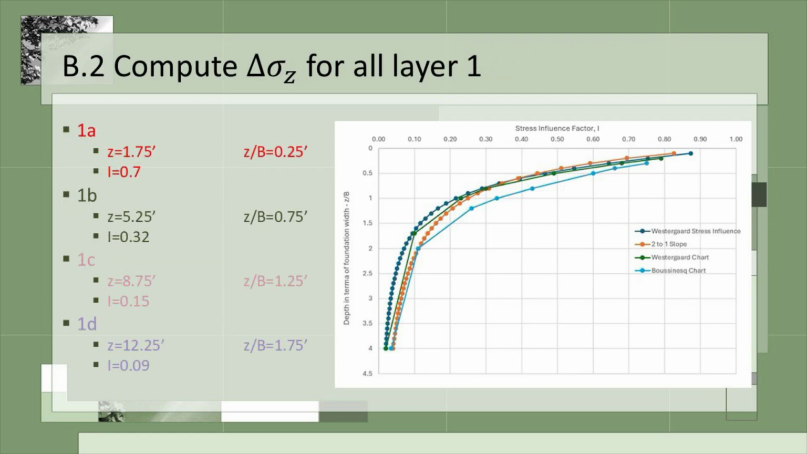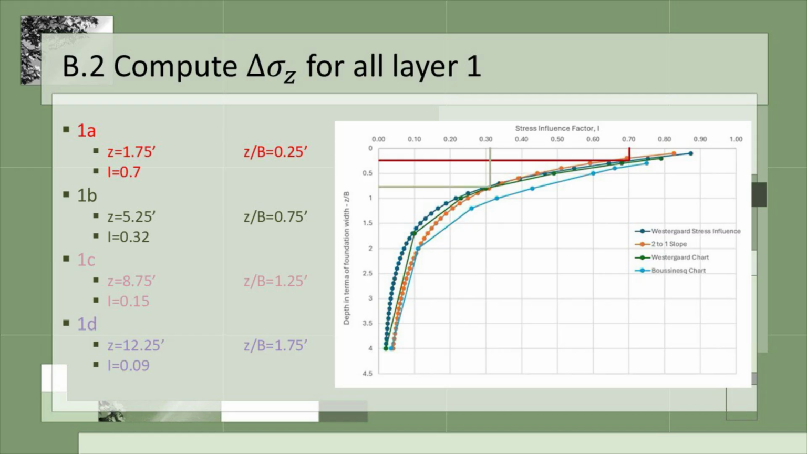To determine the stress increase within layer 1 caused by the footing load, the layer was divided into 4 equal sublayers labeled 1A through 1D. Each sublayer is evaluated at its mid-depth to determine the appropriate stress influence factor. For layer 1A, the midpoint is located at a depth of 1.75 feet, which gives a Z/B ratio of 0.25. Using the Westergaard influence chart, this corresponds to an influence factor of 0.7.